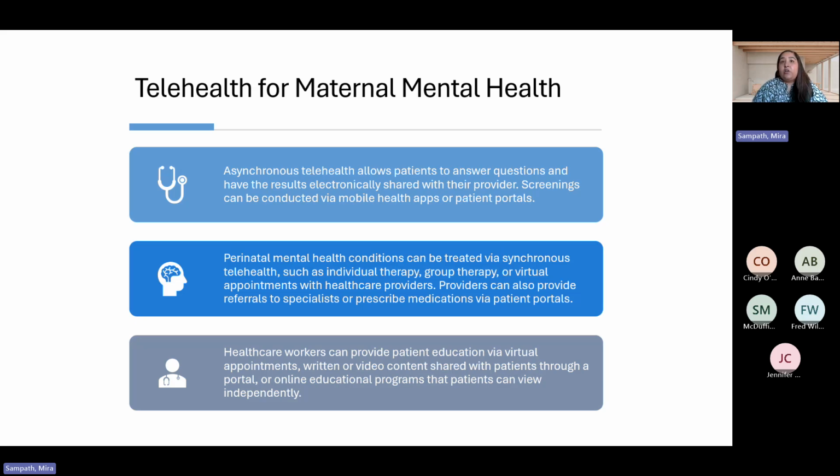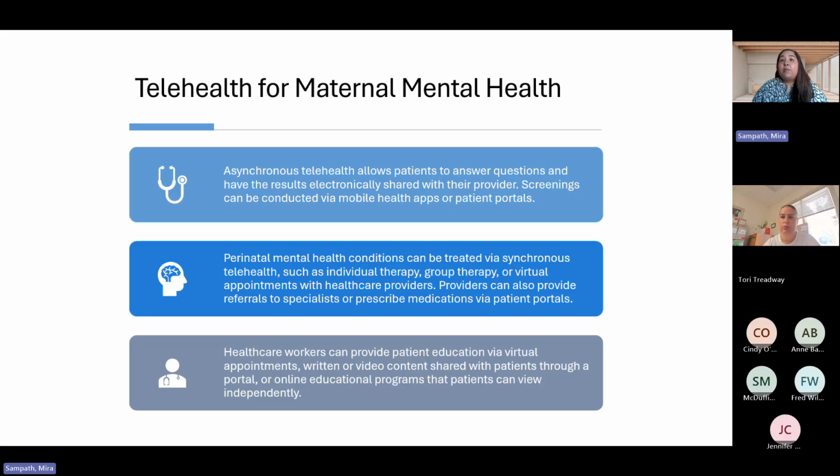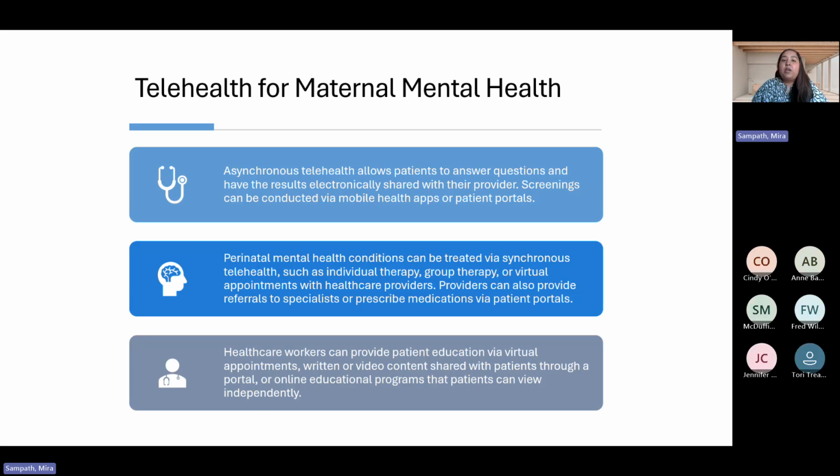Well, asynchronous telehealth can allow patients to answer questions and have those results electronically shared with their provider. Screenings for any mental health conditions can be conducted via mobile health apps or patient portals. Perinatal mental health conditions can be treated by synchronous telehealth, which includes individual therapy, group therapy, or virtual appointments with healthcare providers. Again, healthcare providers can also give referrals to specialists or prescribe medications via patient portals.